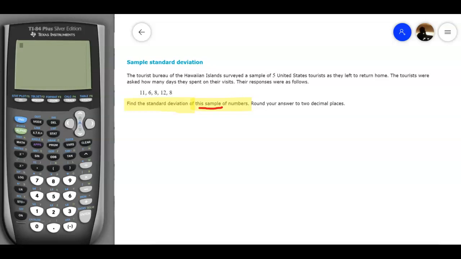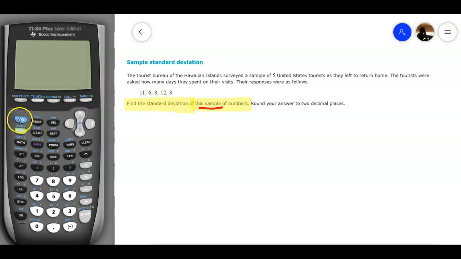All right. So the theory behind this one is a very long calculation. However, we are lucky because we have the calculator, and it can be really easy using the calculator. Now let's get into it. So we are given 5 numbers, and we want to figure out the standard deviation of these 5 numbers.